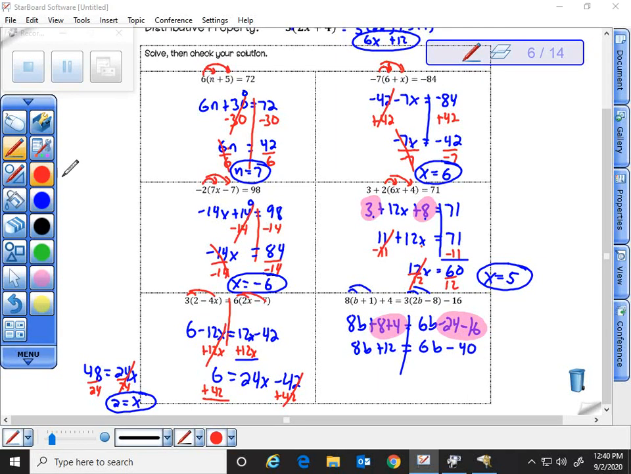Get b's on one side by subtracting 6b from the right side and subtracting 6b on the left side. You get 2b plus 12 equals a negative 40. Subtract 12 from both sides. You get 2b equals negative 52. And then divide both sides by 2. Cancels. b equals negative 26.